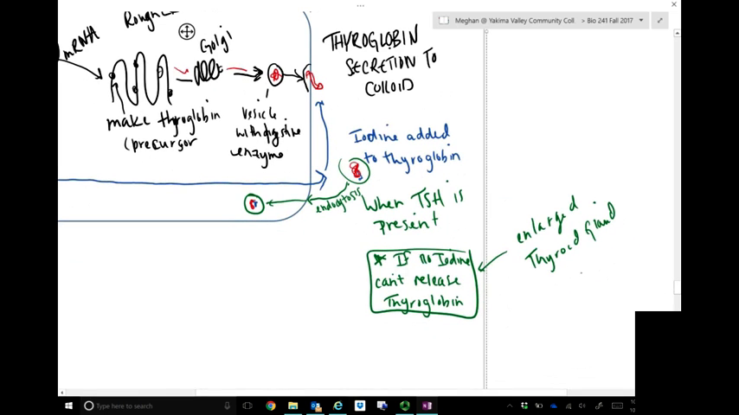That enlarged thyroid gland is called a goiter. I'll show you a picture of one in just a few minutes, hopefully. Okay. So if there's no iodine, we can't release that thyroglobin at all.